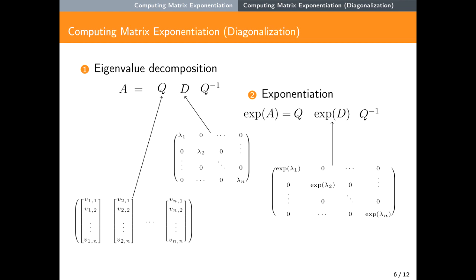At first, the matrix A is decomposed to a product of three matrices, Q, D, and Q inverse, where Q contains the eigenvectors v1 to vn of the matrix A, and D contains the corresponding eigenvalues, lambda 1 to lambda n, stored at the diagonal of D. With this decomposition, the calculation of the matrix exponential is very easy. Only the values of the matrix D have to be replaced by the exponential of each eigenvalue.